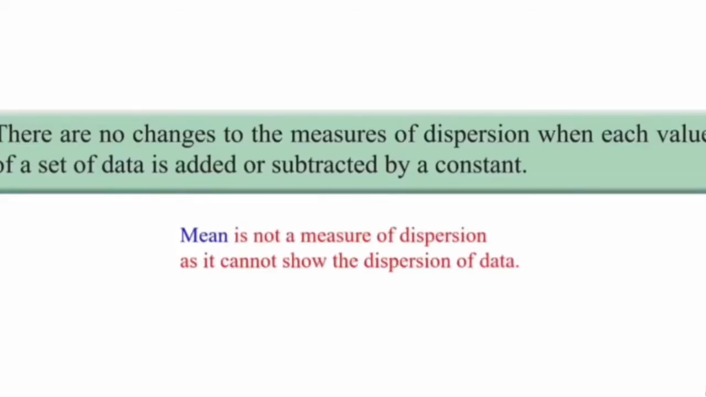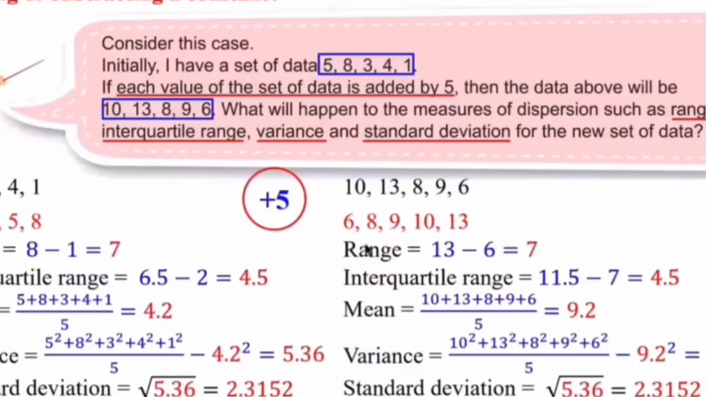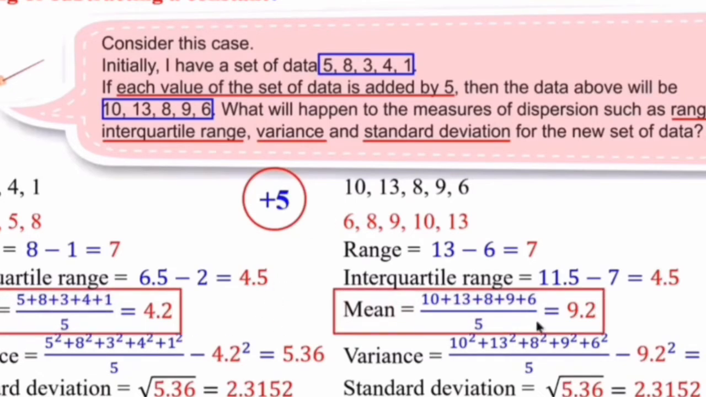The measure of dispersion remains unchanged when each data is added or subtracted by a constant. The constant that you add is 5. The mean is not a measure of dispersion, as it cannot show the dispersion of data. So if we do a comparison, all the measures of dispersion before and after remain unchanged except the mean.